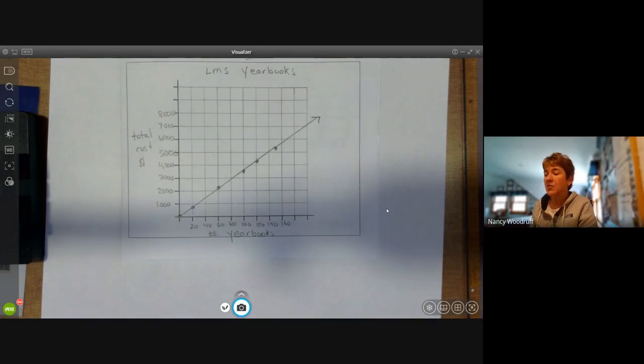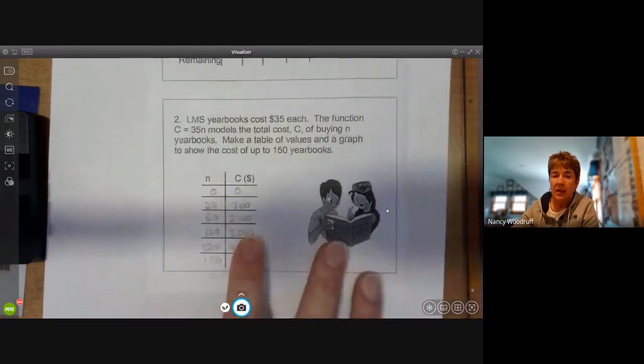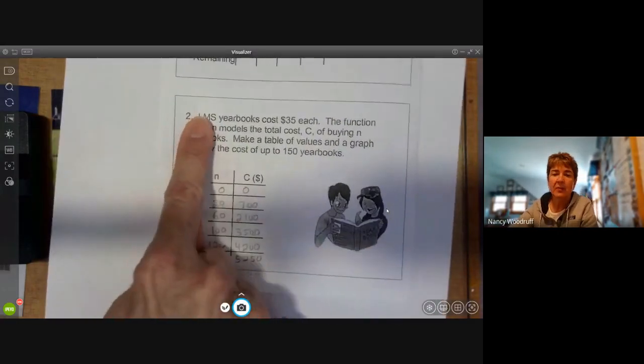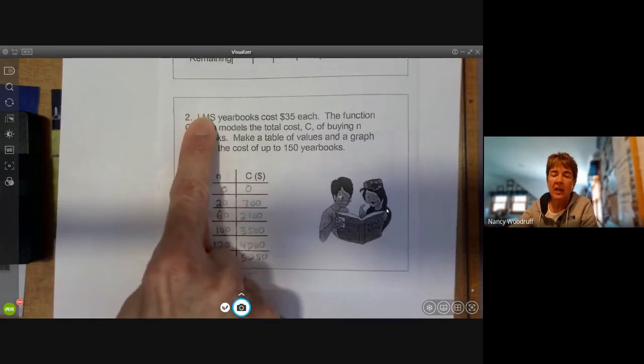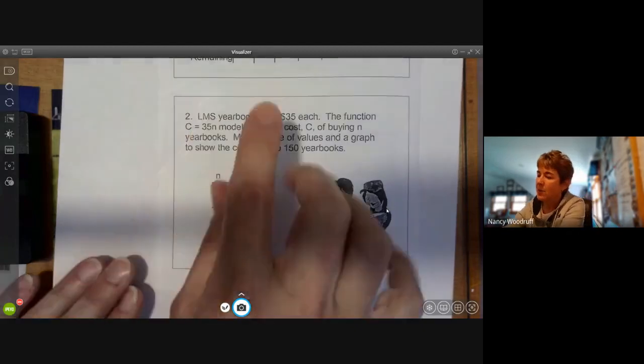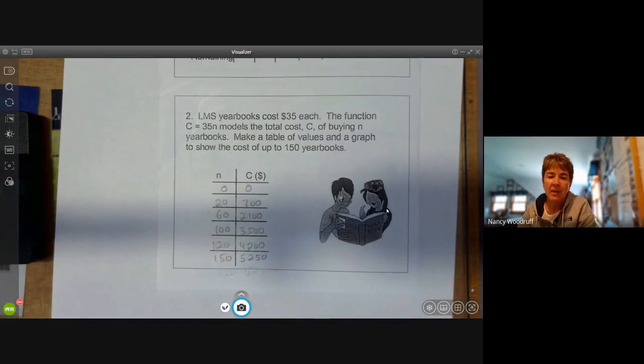Well, what is the next Edpuzzle going to do? Let me just flip this back around. It's going to talk about what if this rule hadn't been there. So what if it said LMS yearbooks cost $35 each, make a function rule. Okay, so it's going to talk about how to come up with these function rules. That's kind of what we're going to be talking about next, okay? So it's your turn to practice.